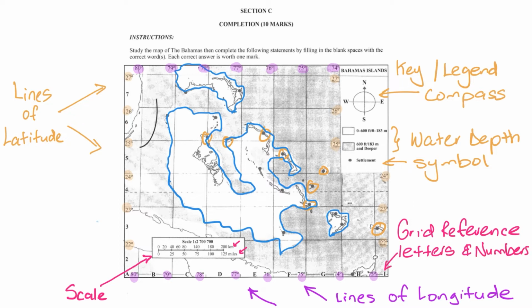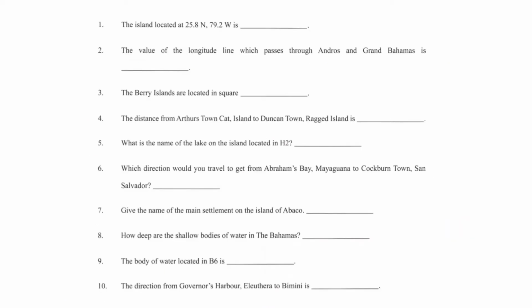And the very last thing you'd probably want to point out on this map is the location of Cuba and the location of Florida. So let's head to the questions. There are 10 questions, and this section of the exam is giving 10 marks. So that's 1 mark per question.